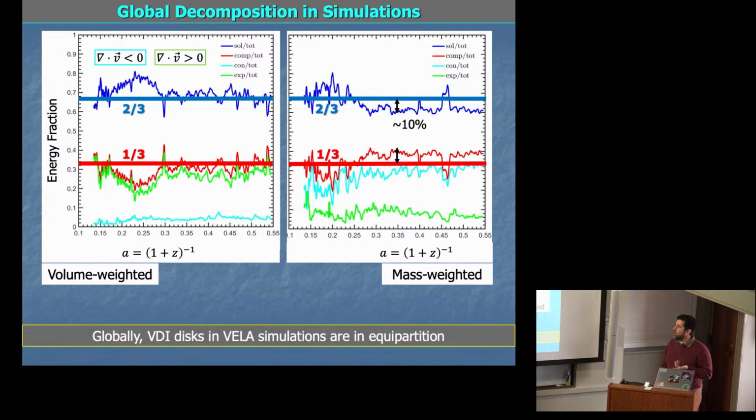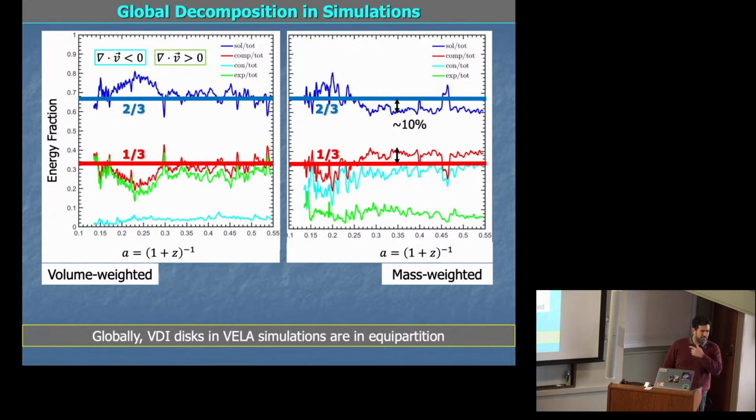No. When you globally decompose the velocity field in our simulations, this is from our paper from earlier this year. I don't have my name on it, that's a shame. This is our paper from earlier this year, 2024. When you globally decompose the velocity field in those same simulations that we looked at with the high Toomre Q, you see, depending on if you like volume weighted or mass weighted, there's a slight 10% difference, but overall, you have roughly 2/3 of the energy in solenoidal modes, roughly 1/3 of the energy in compressive modes, as you would expect.